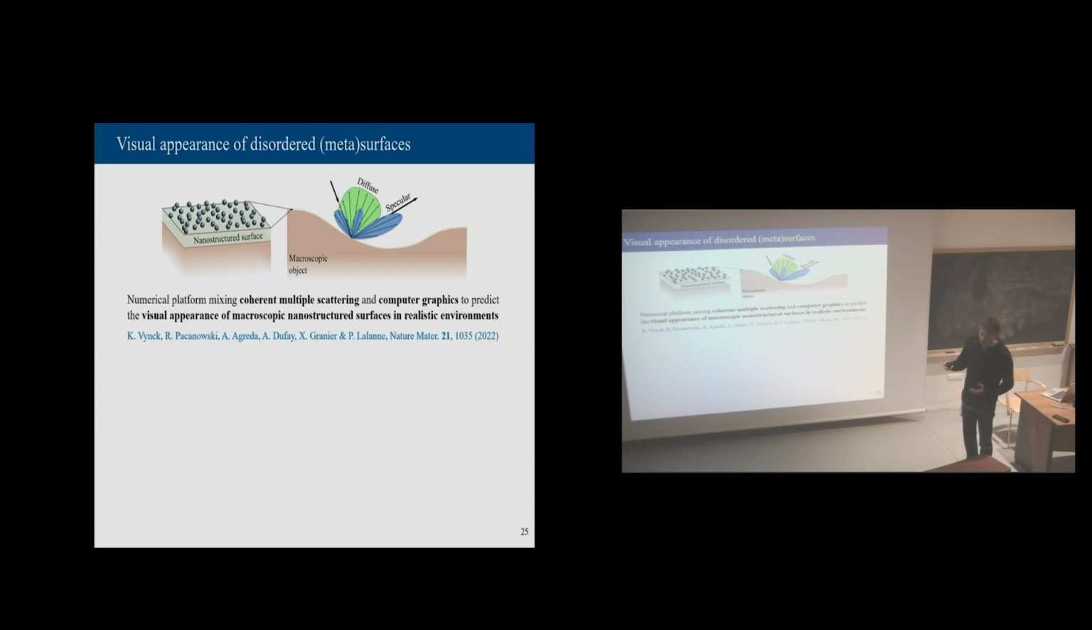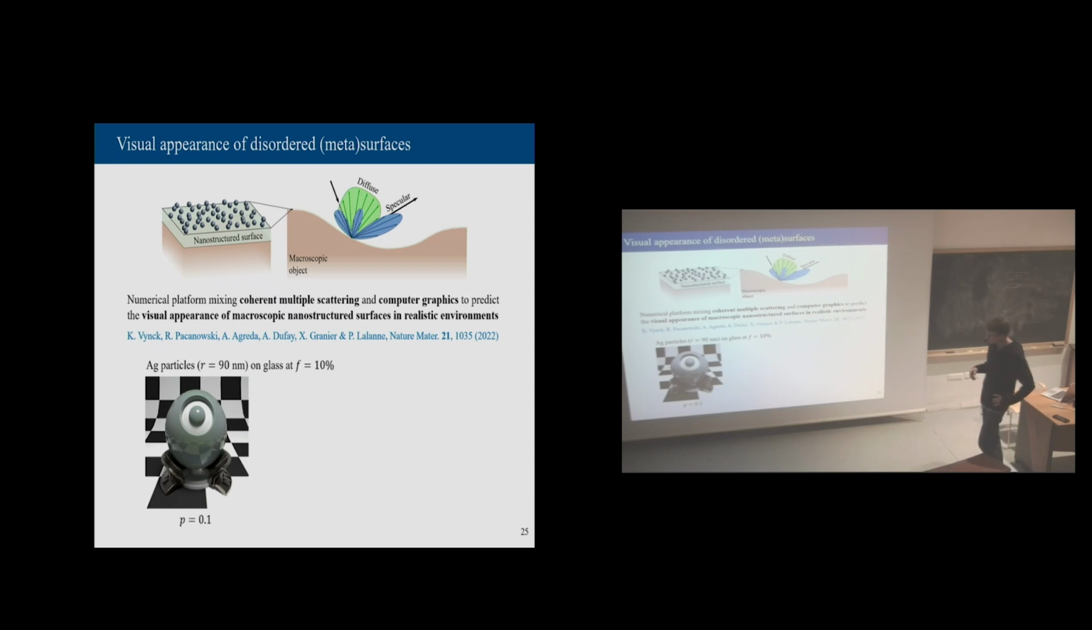But there was no method today to have predictions of the appearance, except for the color. But the color is not making the appearance of an object. It's much more complicated than that. And what we did in a recent work was to develop a numerical platform that is mixing some theoretical concepts of multiple scattering and computer graphics to predict the visual appearance of macroscopic objects in realistic environments. So these are some quantitative predictions of the visual appearance in a computer.